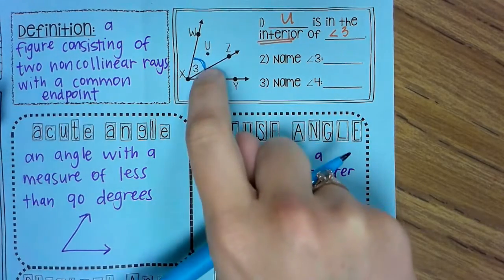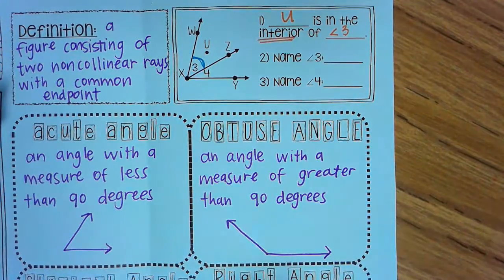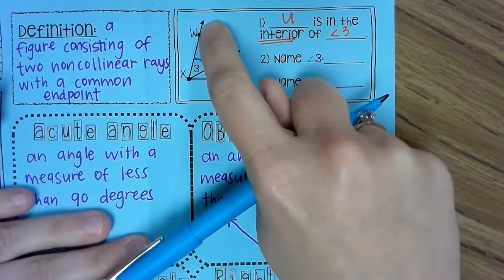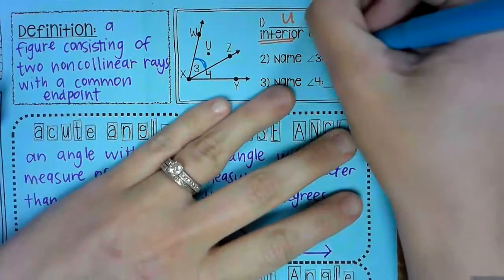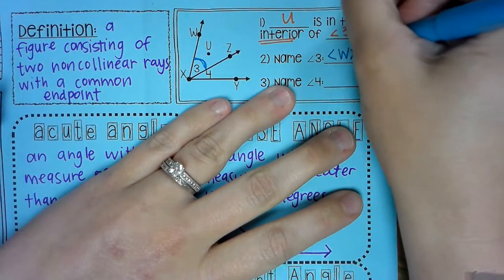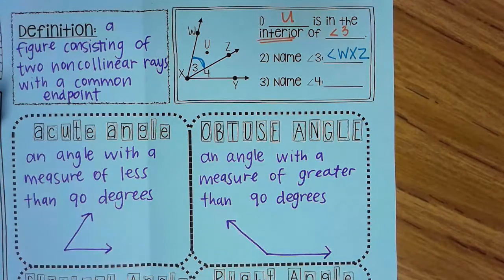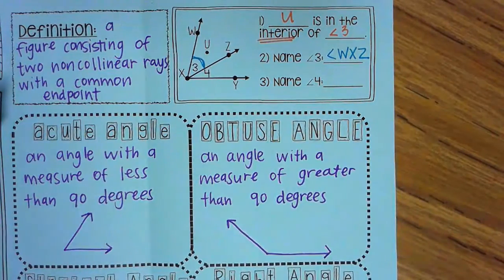So I'm going to trace angle 3, these 2 rays with my finger, and I'm going to write down the order that those letters pop up. So this one is going to be angle WXZ. And my angle symbol, WXZ. Remember, it can go either direction though, so you could also name it angle ZXW if you prefer.